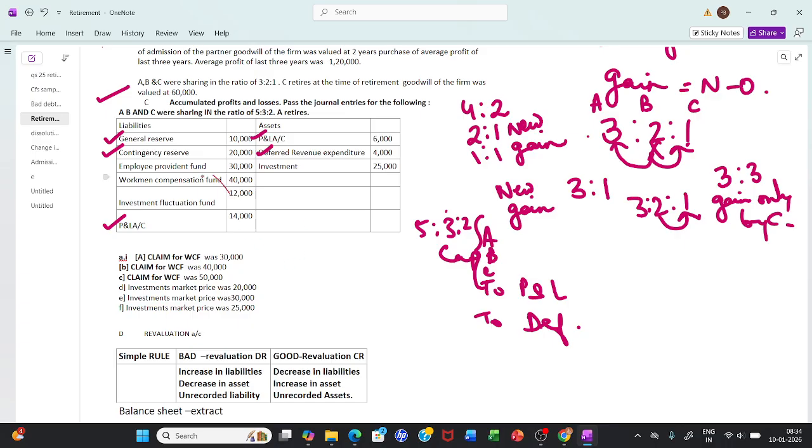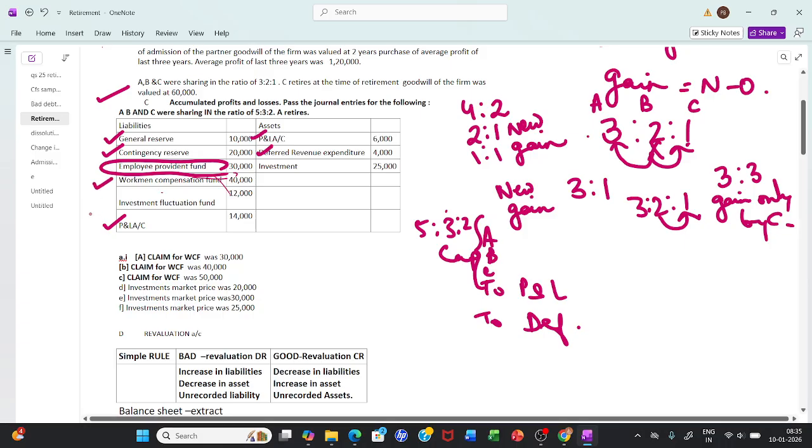Then, like the previous chapter, over here one term is given: employee provident fund. Employee provident fund is not an accumulated profit. Please remember, by default you do not distribute it. This is your liability towards your employees. This is like any normal outsider's liability. You will not be transferring it to the capital account. Now, workmen compensation fund and investment fluctuation fund.